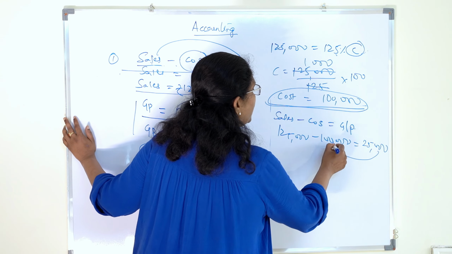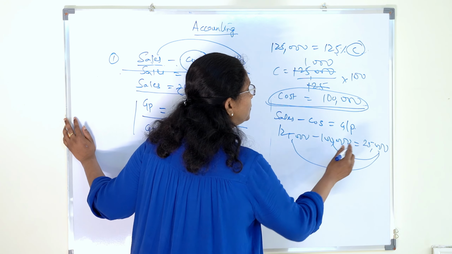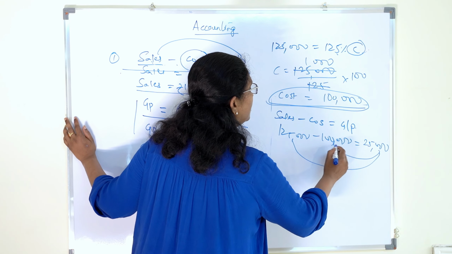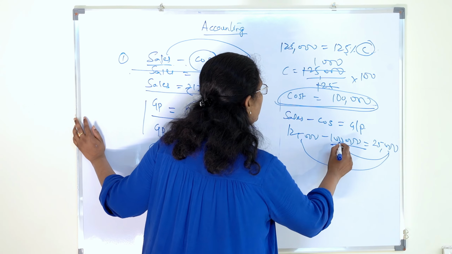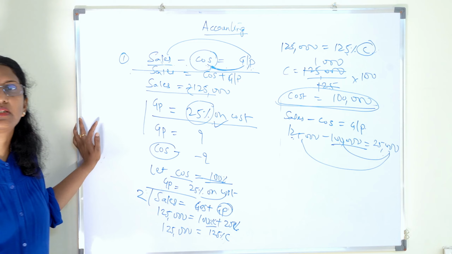Now I know this is 1/4 on cost, this is 1/5 on sales. I can do it now very easily. This is 25%, 25,000 upon 100, and 25,000 of 125,000 is 20%.